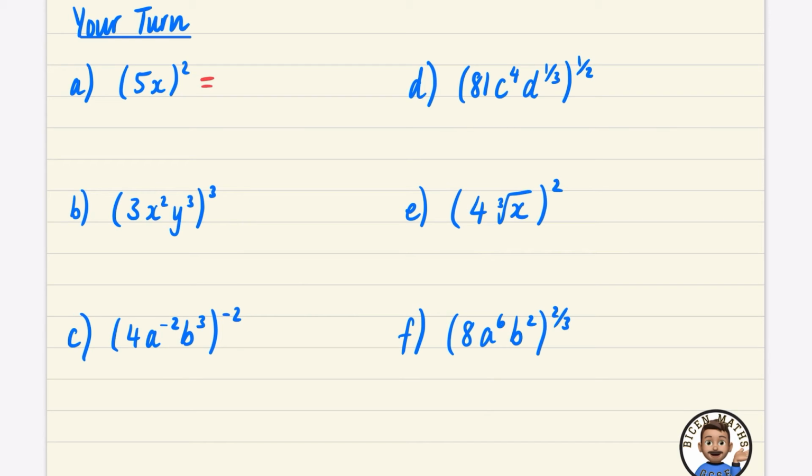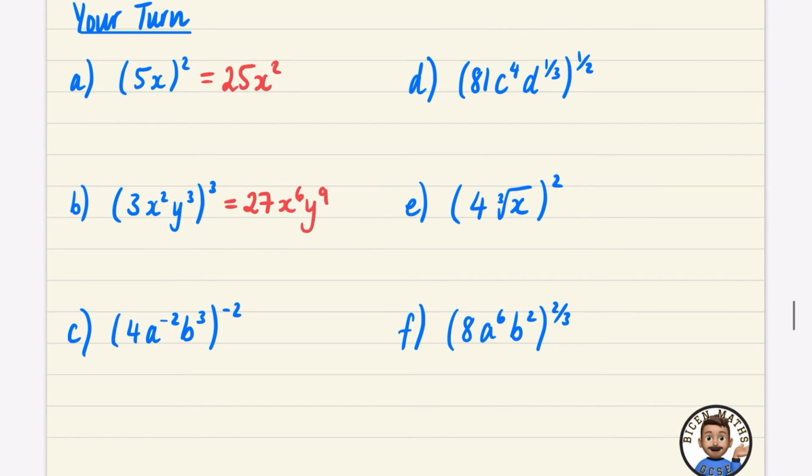Okay, so the first one is just going to be a 5 squared and an x squared. We're then going to have a 3 cubed, which is 27. The powers are going to multiply, so you get x to the 6 and y to the 9. Okay, so this next one, 4 to the minus 2, is going to be 1 over 4 squared. We're then going to have a to the power of negative 2 times negative 2 is 4, and then it's b to the power of negative 6.